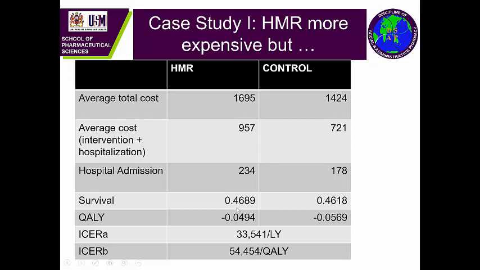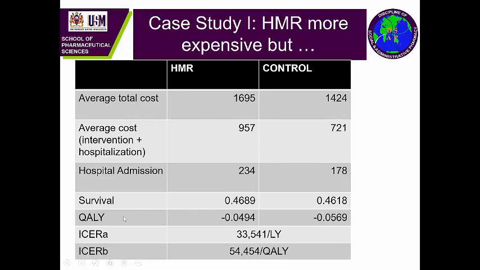But they have a slightly longer survival, 0.4689 compared to 0.4618 years in the control. You have to see here that the survival is in year units. A full year is actually 1, but this study is only 6 months, so it is 0.5. So what happened here is that some patients did not survive until 0.5. On average, the survival for the HMR group is slightly better compared to the control.